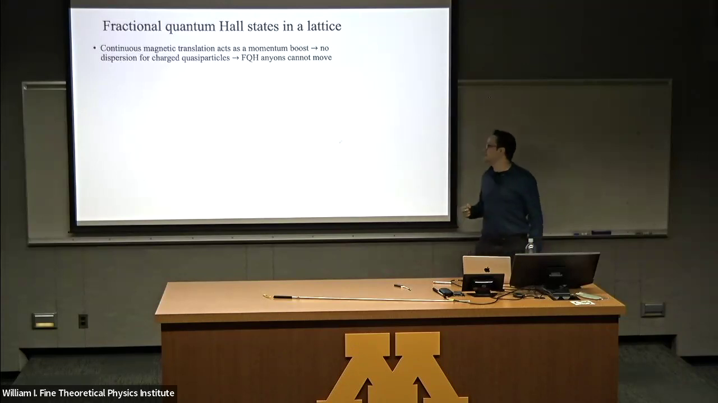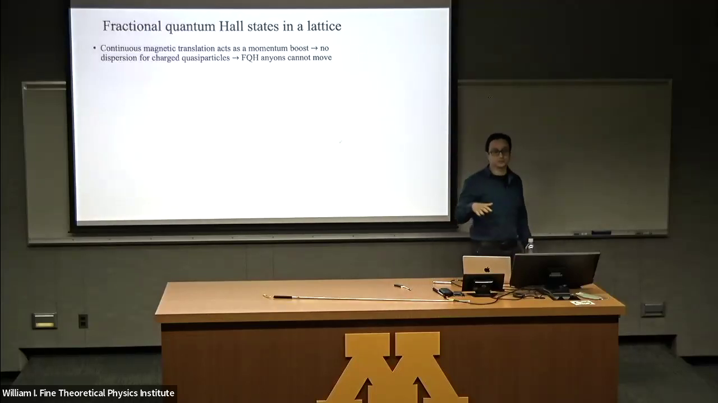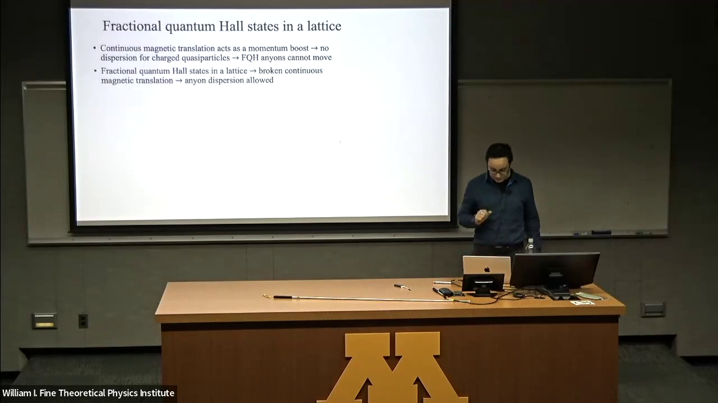So there's a very elementary argument that continuous magnetic translation symmetry forbids any dispersion for any charged quasi-particle. The intuitive part of it is just that charged quasi-particles have cyclotron orbits, but formally you can think that continuous magnetic translation acts as a boost in momentum. So it relates the energy at momentum k to that at momentum k prime, and this doesn't allow any dispersion for charged quasi-particles. And as a result, although in fractional quantum Hall we have all these very exotic quasi-particles, the anyons, they cannot really move. So they don't have any non-trivial dynamics. On the other hand, when we have quantum Hall in a lattice, we break the symmetry, so anyons are more free, so they are allowed to move.